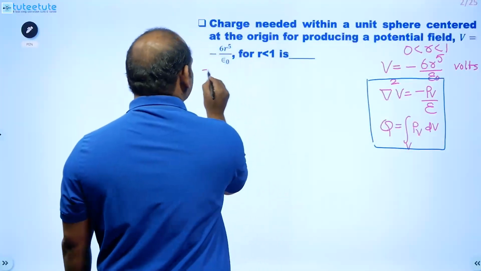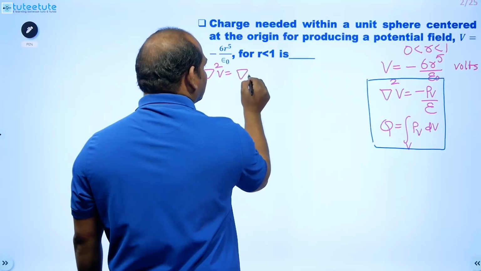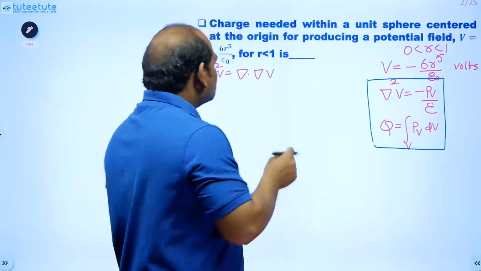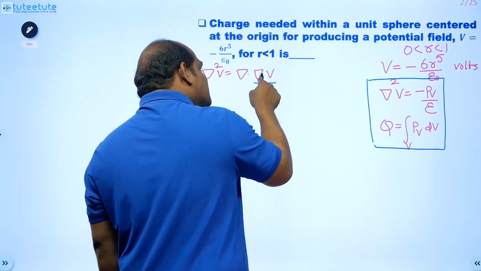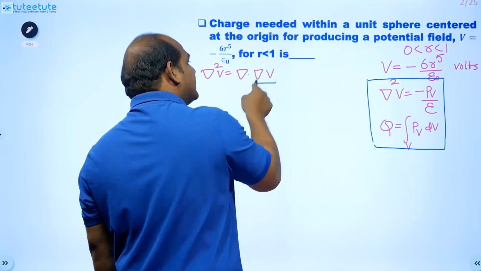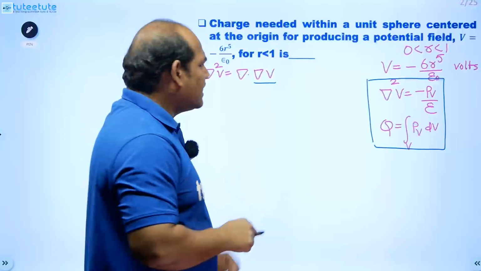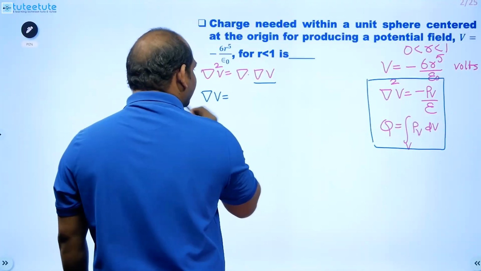Here you can see del square V is equal to del dot del V. V is a scalar actually. So del V is the gradient of V, which is a vector. On this vector we can perform the divergence operation. In this way we are going to do it. So first I am writing del V, which is nothing but the gradient of V.